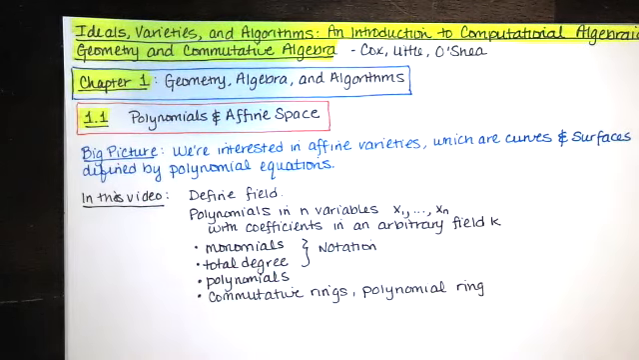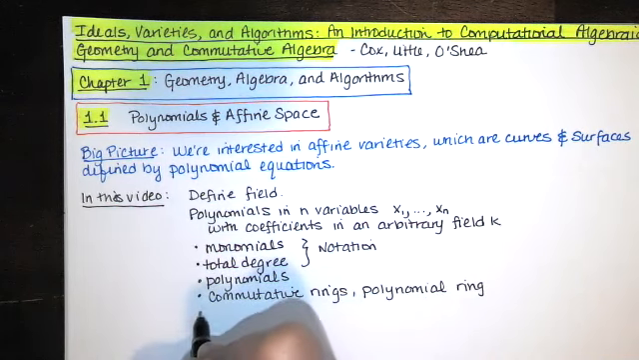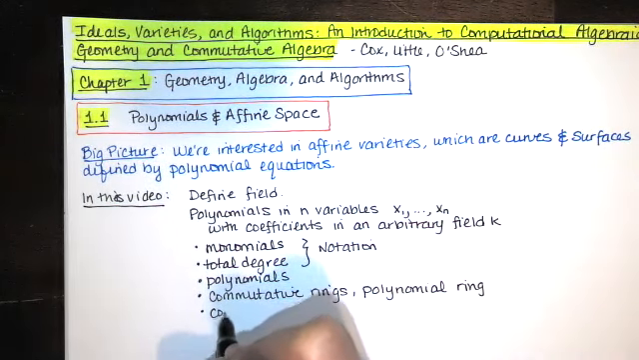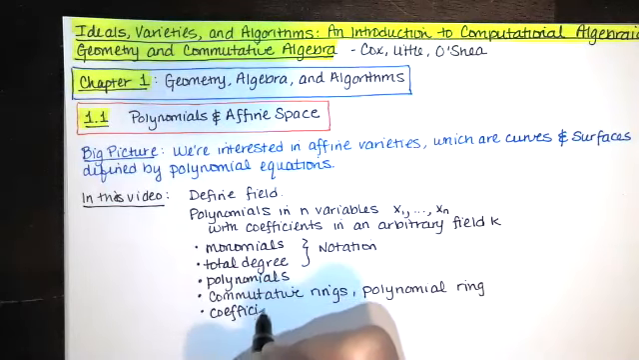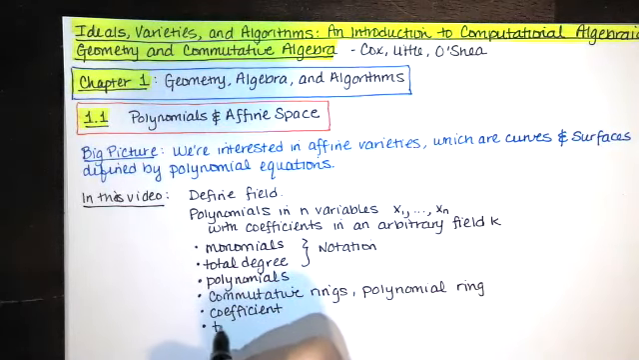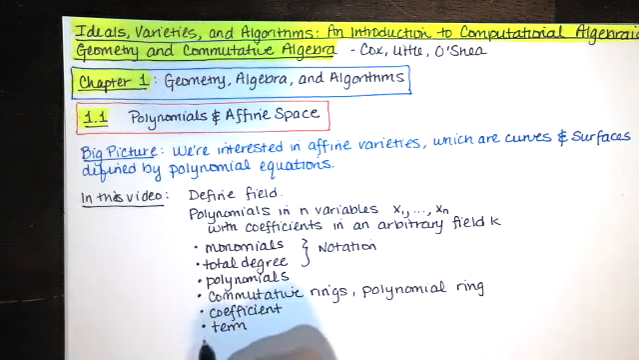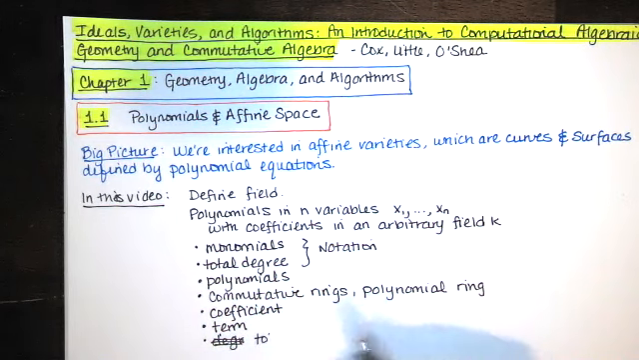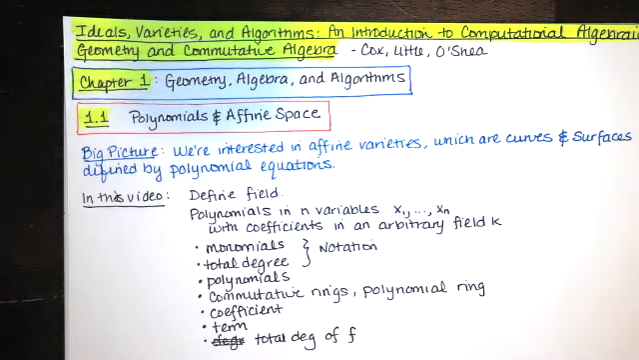And then we'll define some other terminology related to polynomials, such as the coefficient of a particular term, a term of the polynomial, the degree of the polynomial, or I guess this will be the total degree of the polynomial, whereas this is the total degree of the monomial. Let's say f, where f is a polynomial.